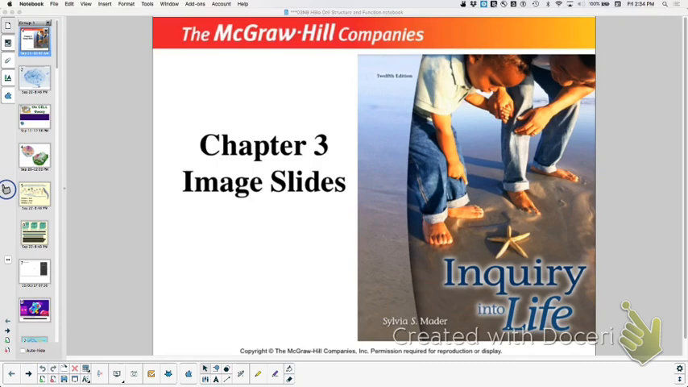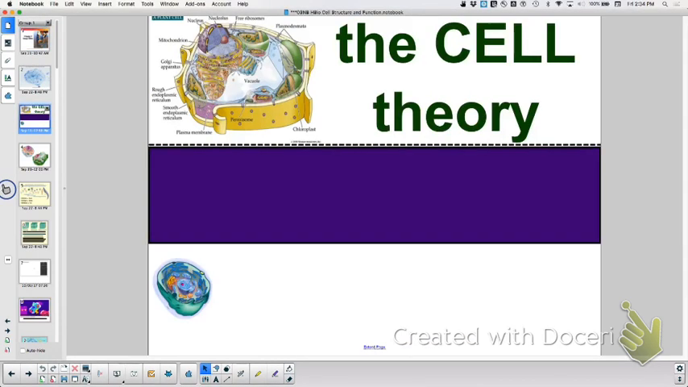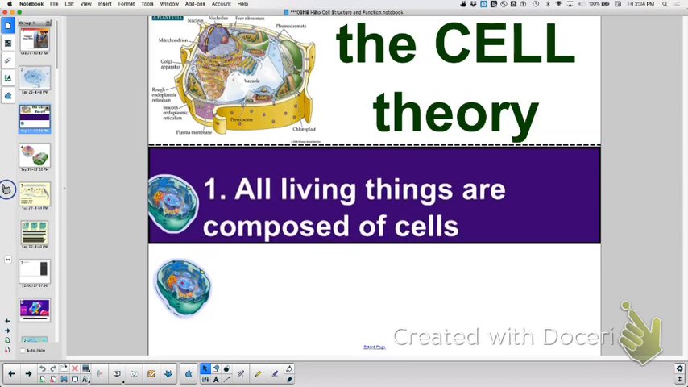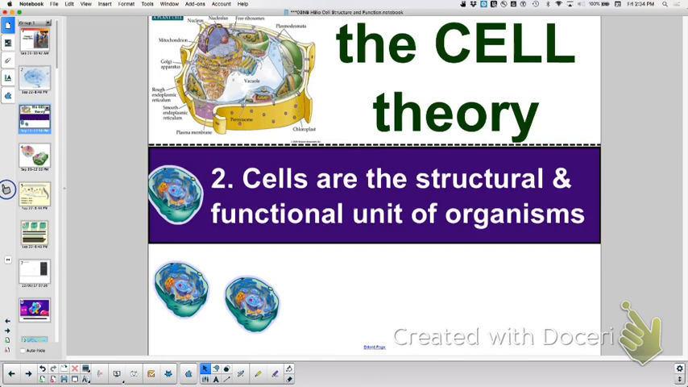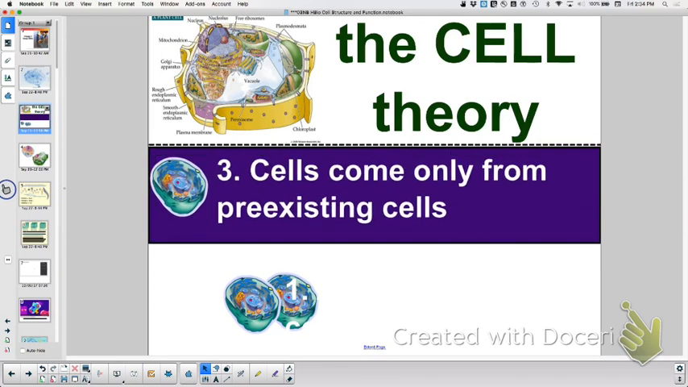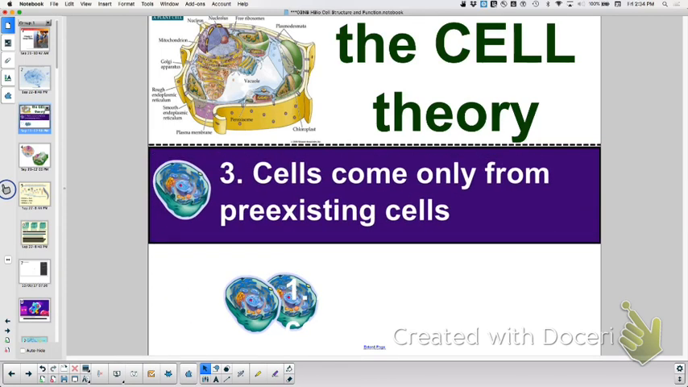Excellent. First thing we want to talk about is make sure you know the three parts of cell theory. All living things are composed of cells. Cells are the structural and functional unit of all organisms, and cells only come from pre-existing cells. So those are the three parts of the cell theory. I could ask you a question related to that.